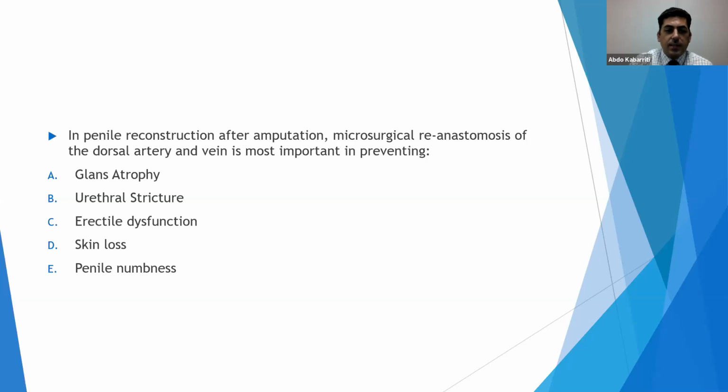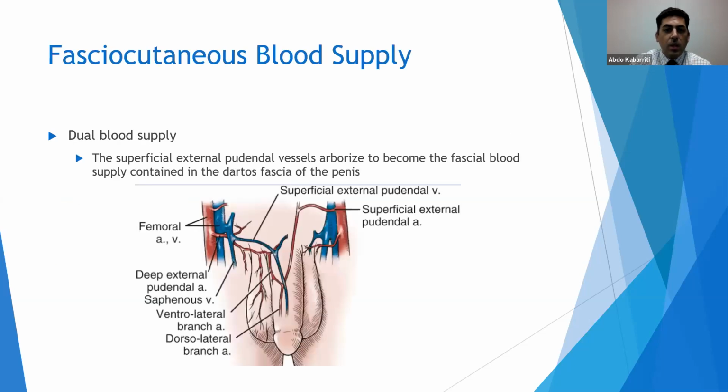All right, just giving you a few seconds, and the answer is skin loss. The thing that is important to remember is that the penile skin actually has a completely separate blood supply from the rest of the corpora cavernosa, as well as the spongiosum. This plays a crucial role when we're talking about fasciocutaneous flaps. The penile skin has a dual blood supply, which comes off of the superficial external pudendal artery, and these combine to give blood supply to the penile skin.